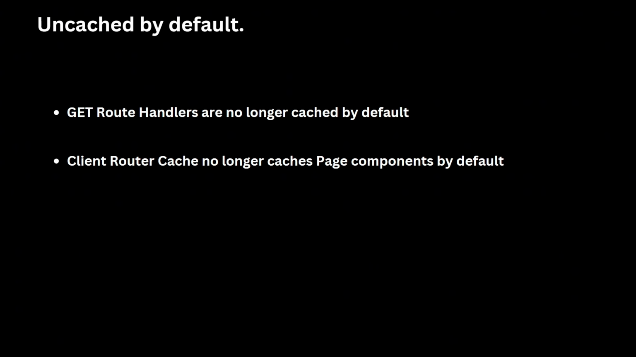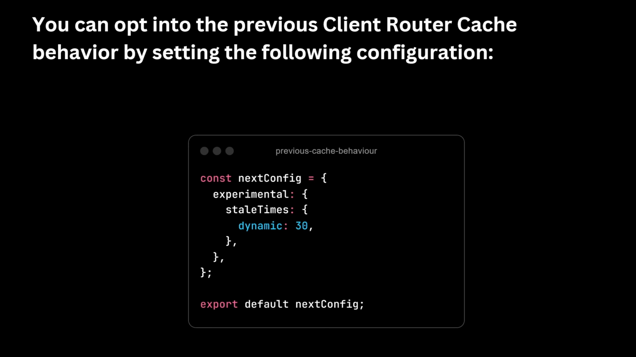The second big change is to the client router cache. Previously, your page components were cached by default, but now they will have a stale time of 0. In plain English, this means when you navigate around your app, you will always get the freshest data from your page components. But don't worry though, your layouts will still work the same way, and the back-forth navigation will still use the cache to maintain that smooth scrolling experience. Plus, your loading.js files will still be cached for 5 minutes. But if you want to retain the previous behavior, you can continue to opt in to caching by simply applying this configuration in your Next.js config.